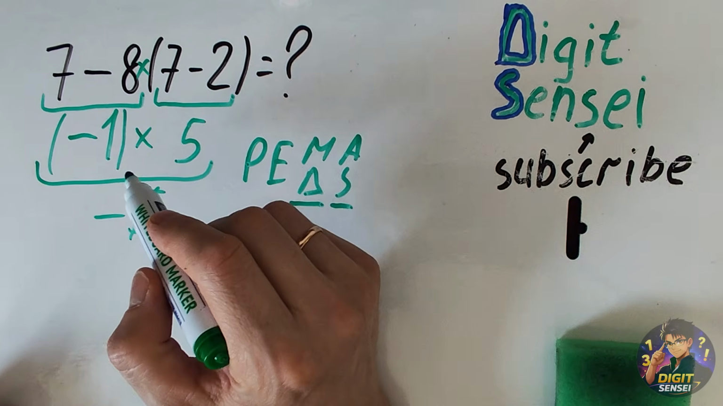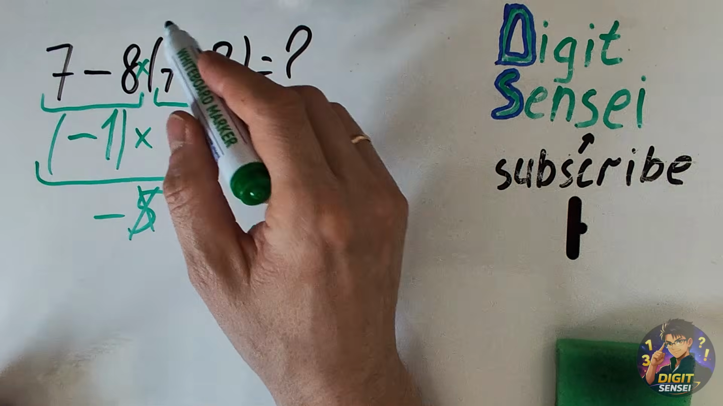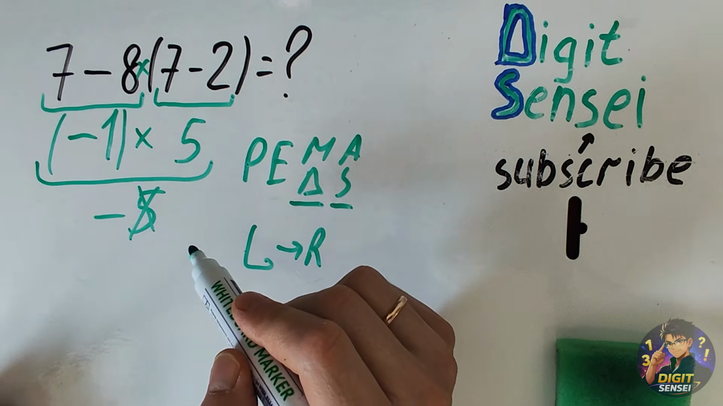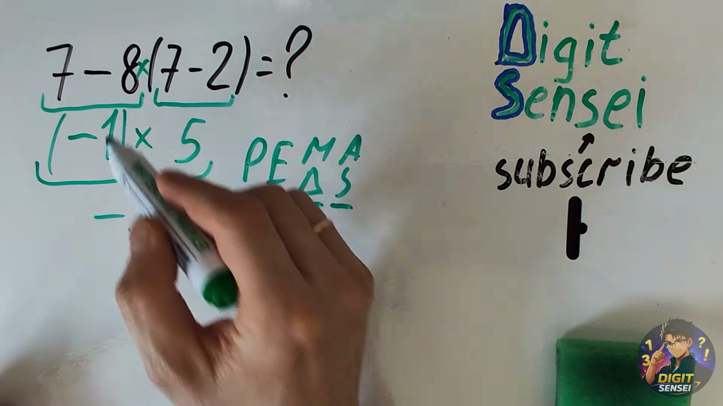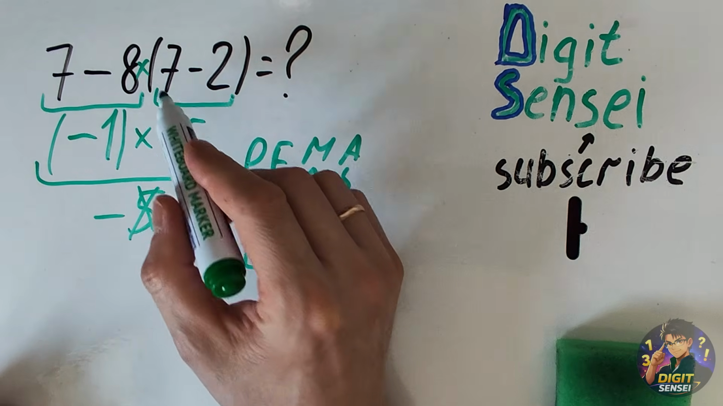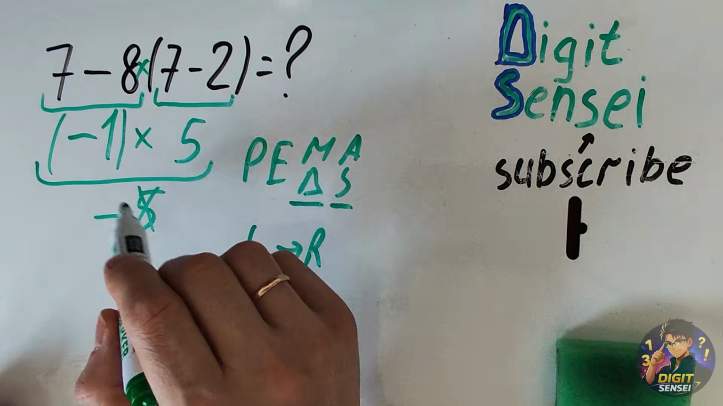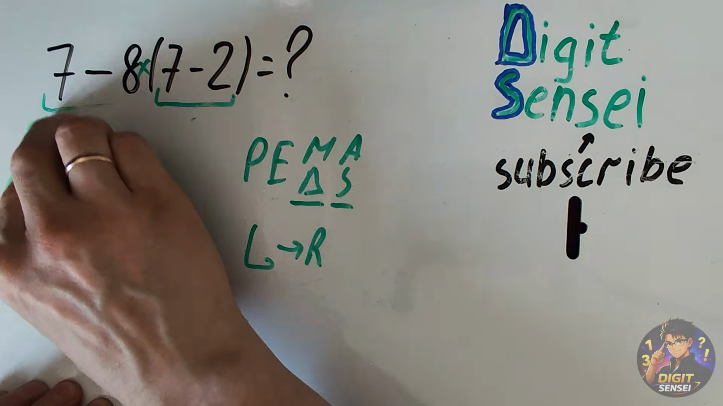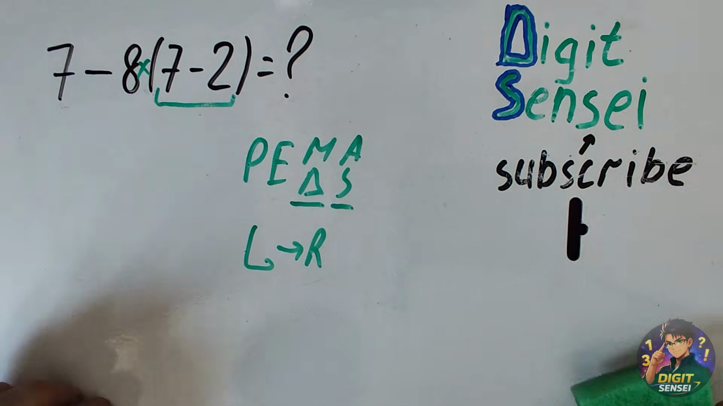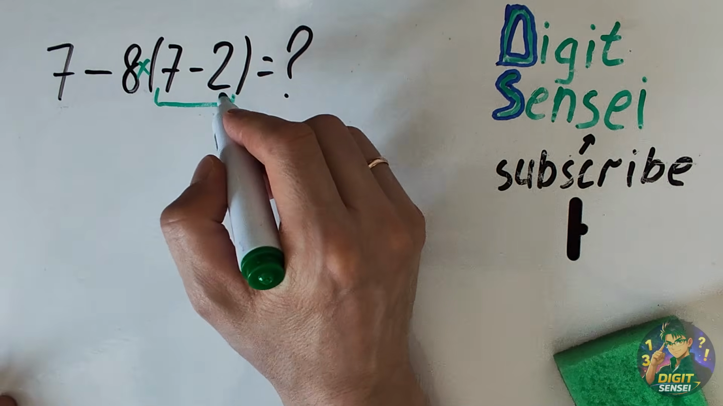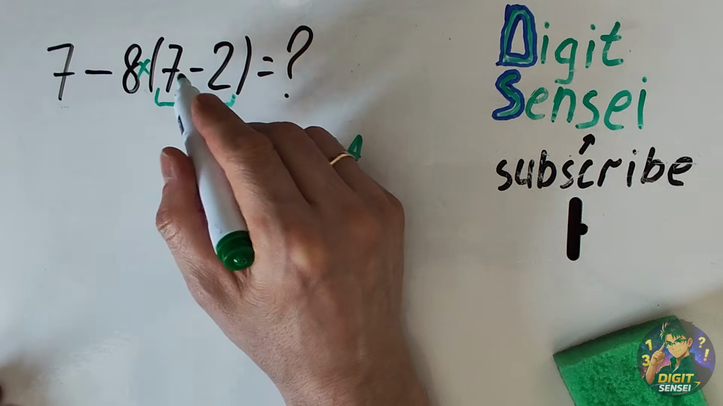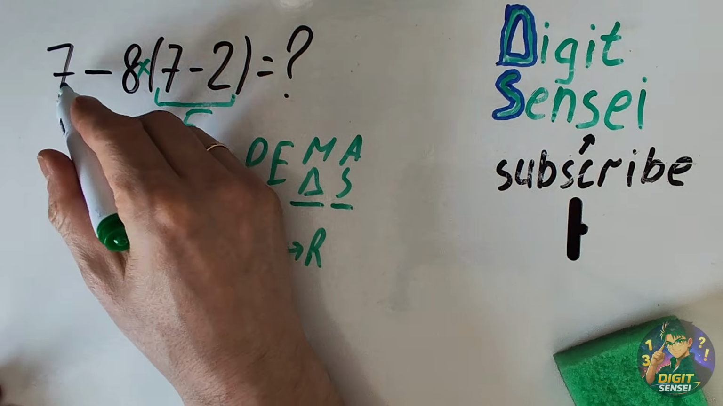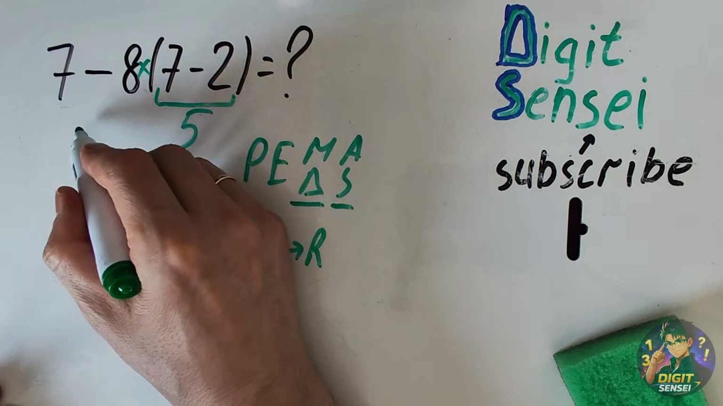Okay? So, according to the PEMDAS, first we have to do this parenthesis, then this multiplication, and finally this subtraction. If we do this subtraction before this multiplication or this parenthesis, it is wrong. So first we have to do this parenthesis. Inside this parenthesis we have 7 minus 2, which equals 5. So 7 minus 8, then times 5.